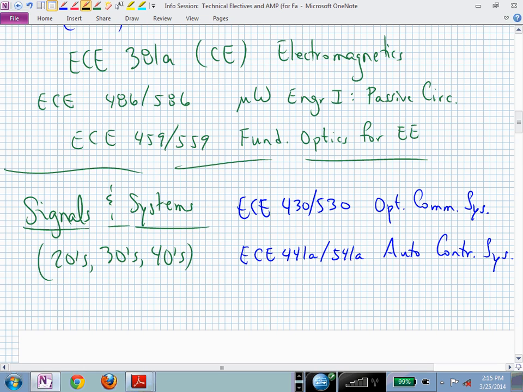Then 430, 530 is optical communication systems. So when we talk of signals and systems, we're talking communications, signal processing, and control. Those are three sub-areas within signals and systems traditionally, and those have traditionally been in the 20s, 30s, and 40s. The 20s are signal processing, the 30s communication, and the 40s control, those decades.